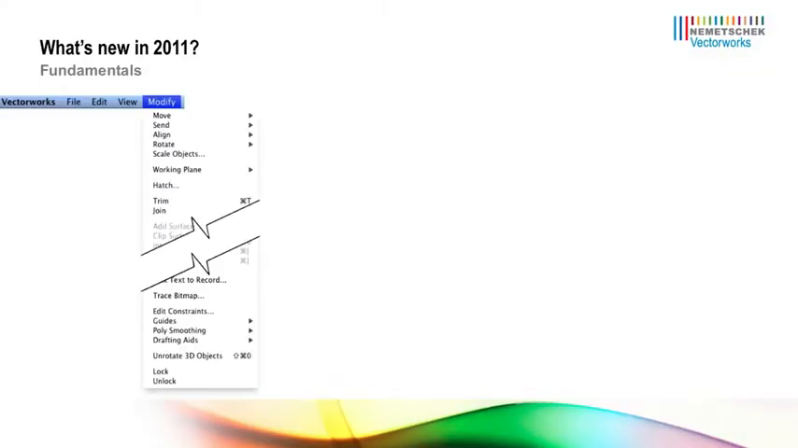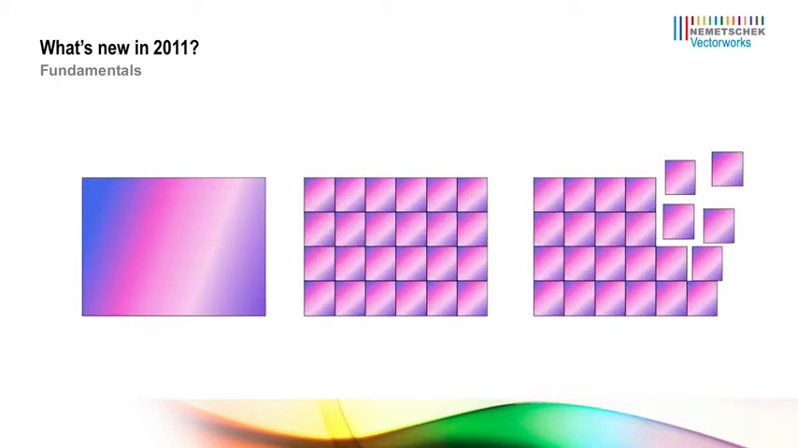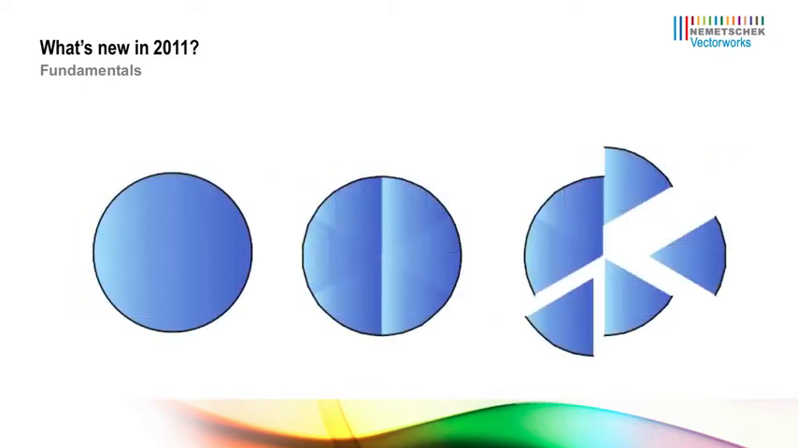Moving on to some 2D elements, here we have the Even Divide command. Found under the Modify menu, you'll be able to divide and conquer effortlessly. Just select an object, initiate the command, specify how many subdivisions are required, and off you go. This tool works on arcs, circles, lines, and rectangles.